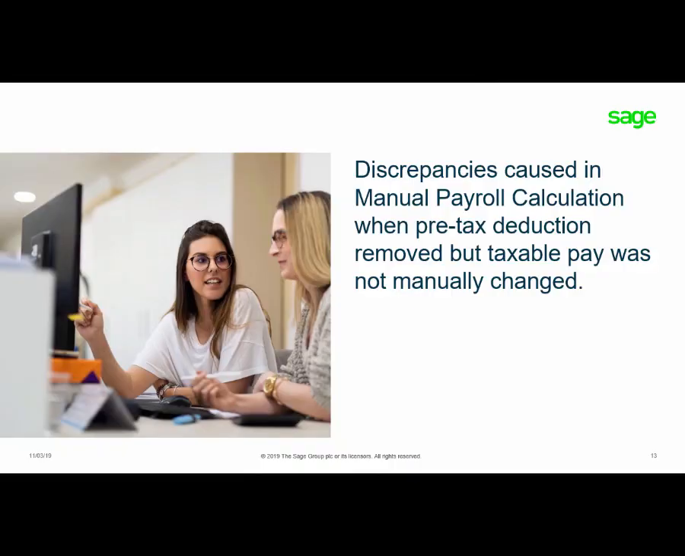In our next example, we're going to look at how removing a pre-tax deduction in manual payroll calculation can cause discrepancies. I've calculated a bonus check for my employee for $2,000, and there was a pre-tax deduction included on the time card at the time of the calculation. I then went into manual payroll calculation and removed the pre-tax deduction, but I did not change the taxable wages. Let's take a look at how this can cause discrepancies in your box 2.